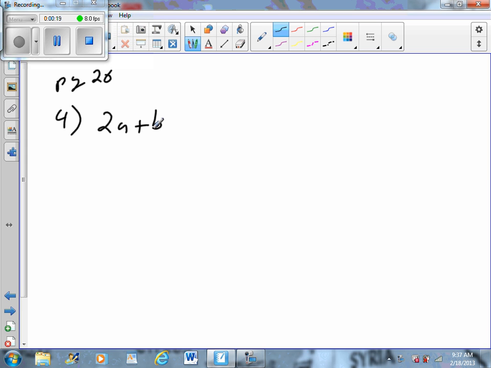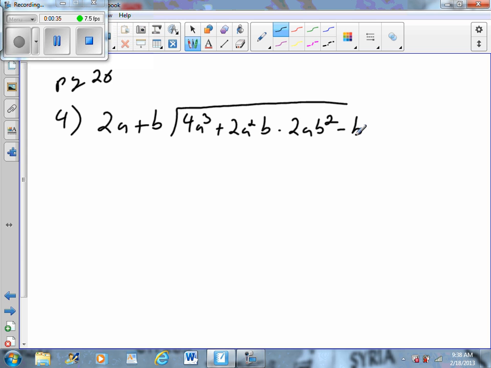2a plus b, then 4a to the third plus 2a squared b minus 2ab squared minus b to the third. Now, we're not going to need to reorder the terms in my dividend here because all the terms are in the proper order. How can I tell that?